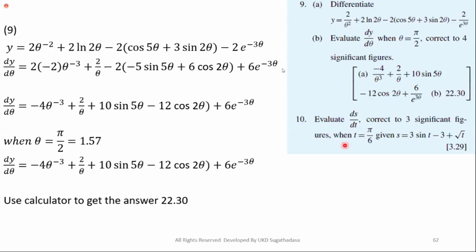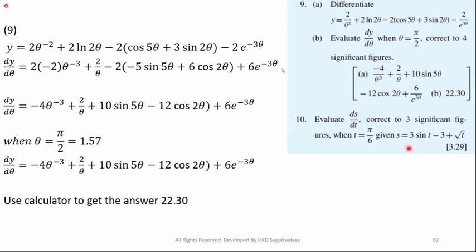Evaluate ds by dt when t is pi by 6, given that s equals 3 sine t minus 3 plus square root of t. Now everybody just write the function, right? Because the answer is not given here. Just write s equals 3 sine t minus 3 plus square root of t. Right? Just write it.